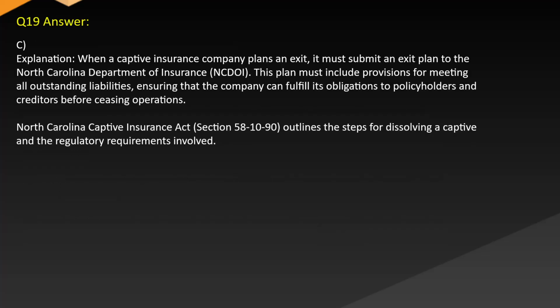Answer C. Explanation. When a captive insurance company plans an exit, it must submit an exit plan to the North Carolina Department of Insurance (NCDOI). This plan must include provisions for meeting all outstanding liabilities, ensuring that the company can fulfill its obligations to policyholders and creditors before ceasing operations. North Carolina Captive Insurance Act Section 58-10-90 outlines the steps for dissolving a captive and the regulatory requirements involved.